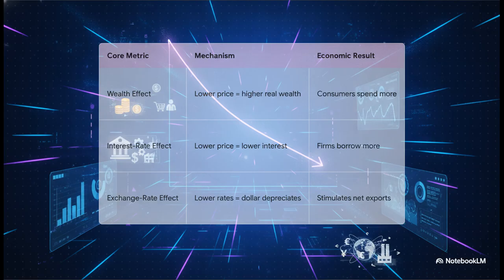Second, there's the interest rate effect. Lower prices mean people don't need to hold on to as much cash, so they deposit it in the bank, which drives down interest rates. Cheaper borrowing means companies go out and build new factories or buy equipment. And finally, the exchange rate effect. Lower U.S. interest rates cause the dollar to depreciate against foreign currencies. That means our domestic goods become cheaper for people in other countries, which is a massive boost to our net exports. So lower prices essentially light up all three of these sectors to boost overall demand.